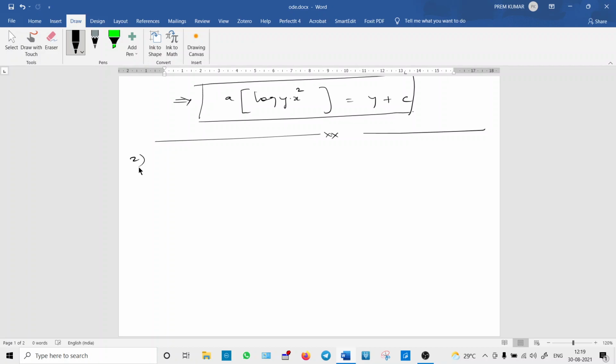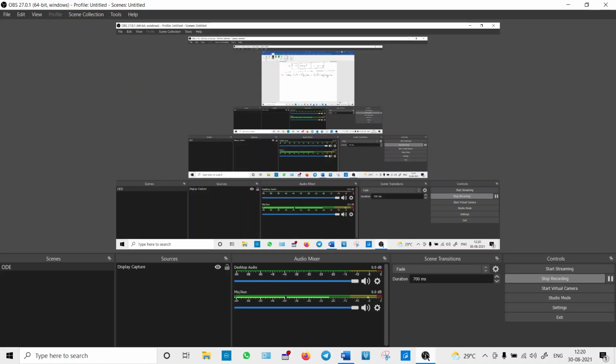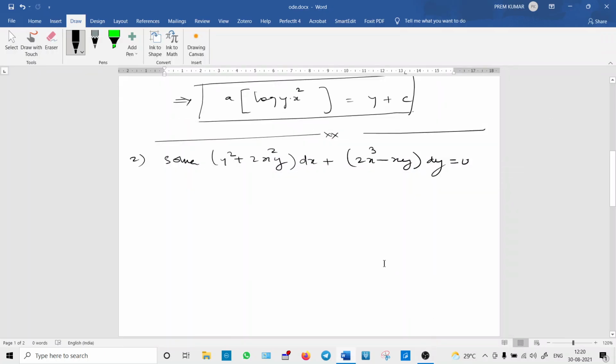Second one: solve (y square plus 2x square y) dx plus (2x cube minus xy) dy equals 0. We have to solve this differential equation.